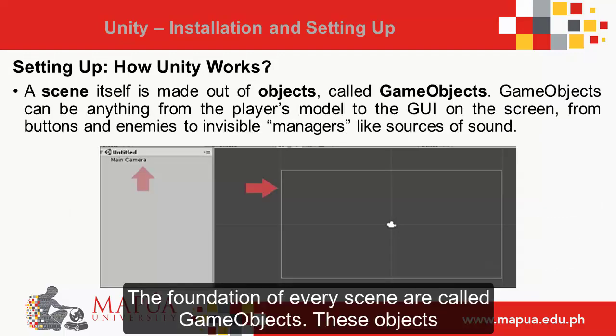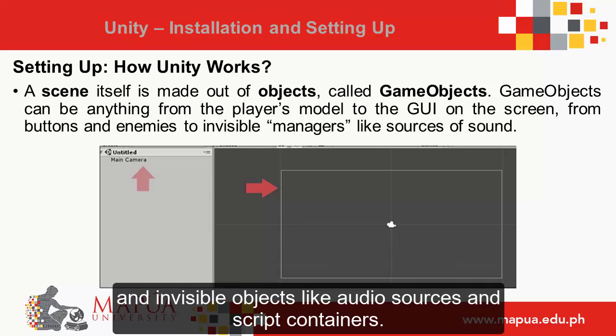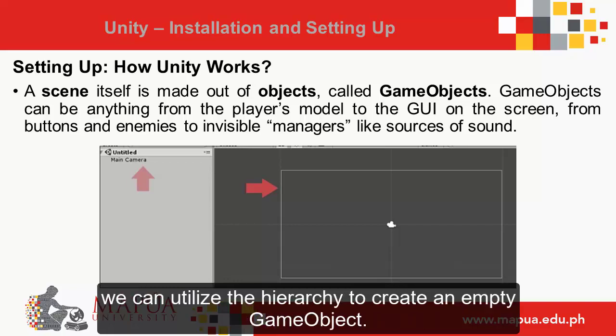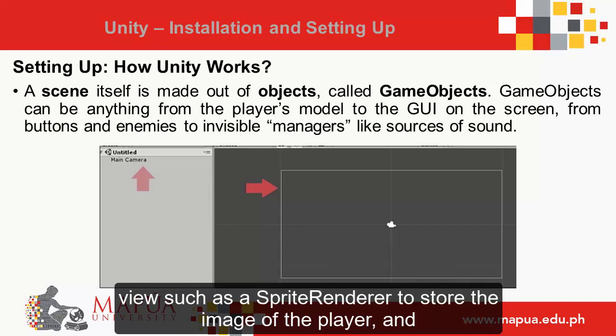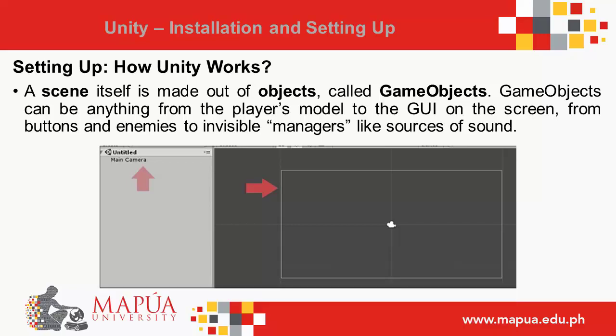The foundation of every scene are called game objects. These objects can be in the form of character models, various UI elements, and invisible objects like audio sources and script containers. For example, if we were to add a player game object to our scene, we can utilize the hierarchy to create an empty game object. We can then add the necessary components from the inspector view, such as a sprite renderer to store the image of the player, and maybe a simple movement script to move the player using the keyboard.